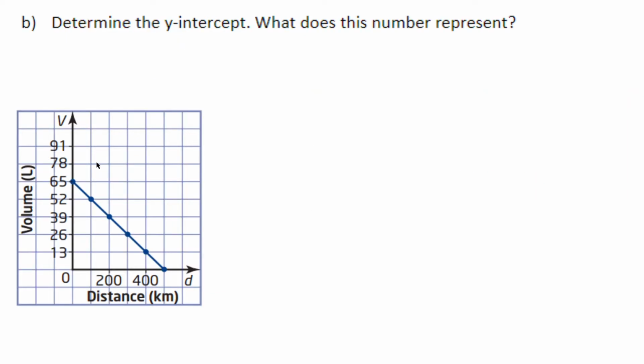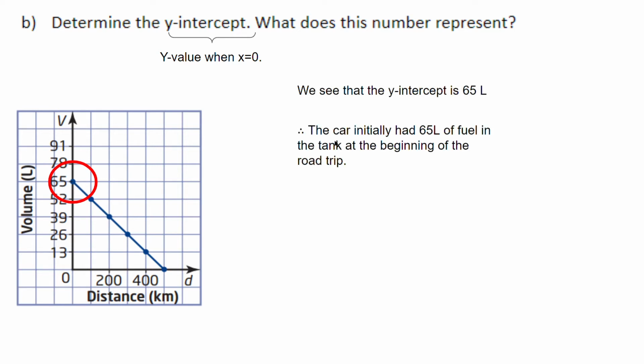Now we want to determine the y-intercept. So if you remember, the y-intercept is the y value when x equals 0. We want to know what does this number represent. So as you can see, at x equals 0 over here, we have a y-intercept of 65 or 0.65. So what does this number represent? We see that this means that the car initially had 65 liters of fuel in the tank at the beginning of the road trip. So this is however much liters are left in the tank.